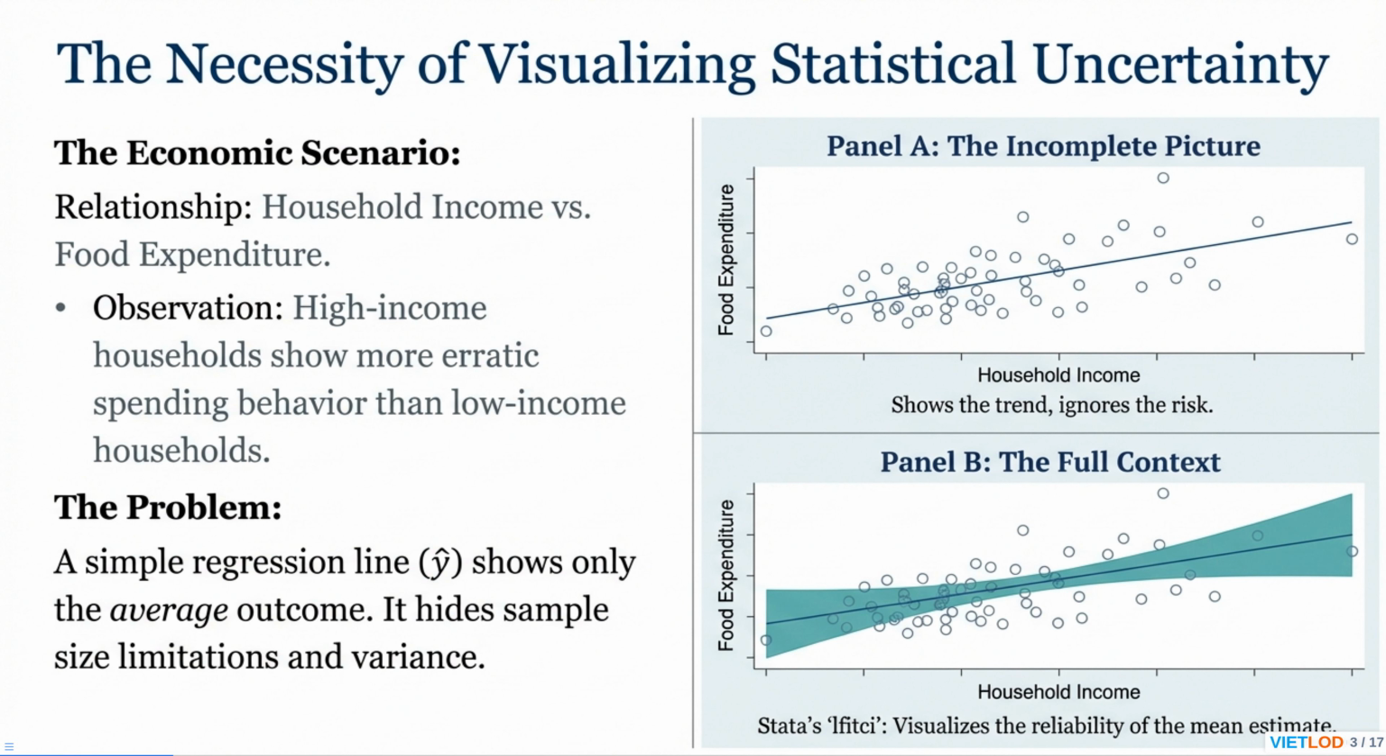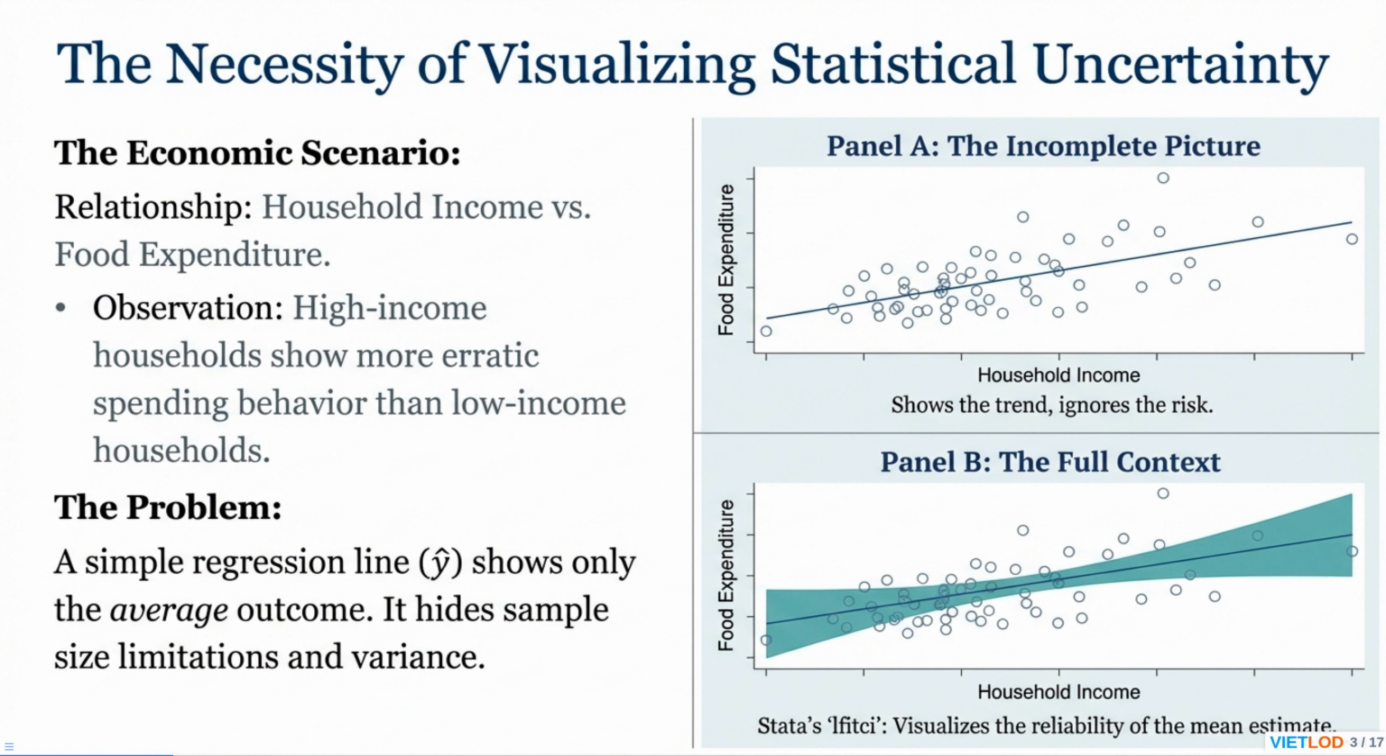Let's consider a common economic scenario, the relationship between household income and food expenditure. We often observe that spending patterns become more varied at higher income levels. A simple regression line, represented by y hat, only shows the average outcome. This provides an incomplete picture by hiding the underlying variance and the limitations of our sample size. What initially appears as a clear trend can be misleading if we ignore the inherent risk.